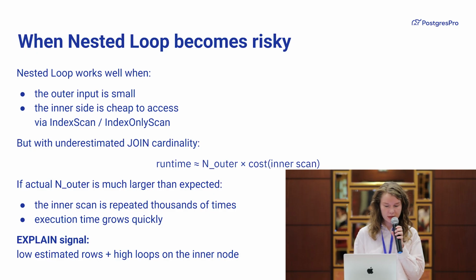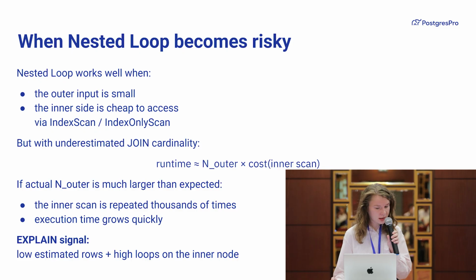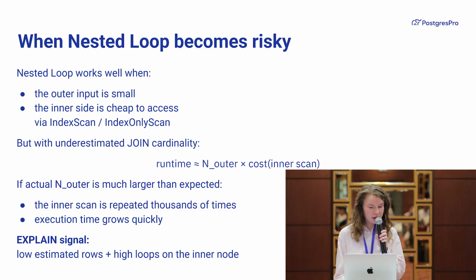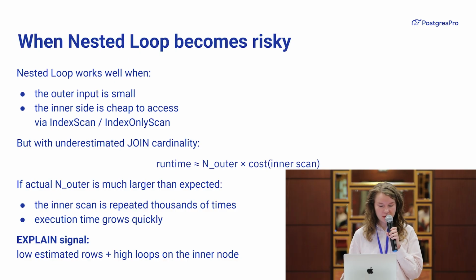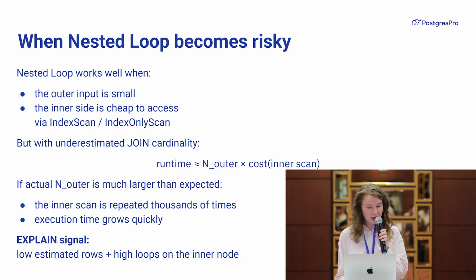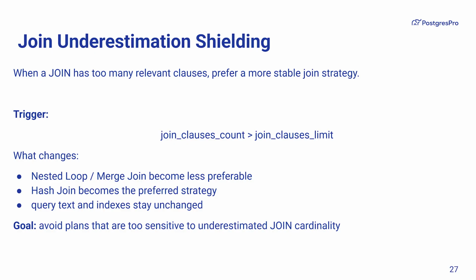So let's discuss when nested loop becomes risky. Actually, nested loop is not a bad strategy by itself. It works well when the outer side is small and the inner side can be accessed quickly, for example through an index. The problem starts when the planner underestimates the join and expects only a few outer rows, but during execution there are many more. Then the inner scan is repeated again and again, and this is why, when we see many loops in the EXPLAIN, it is an important signal. If the estimate is small but the inner node has many loops, the runtime can grow much faster than the planner expected.